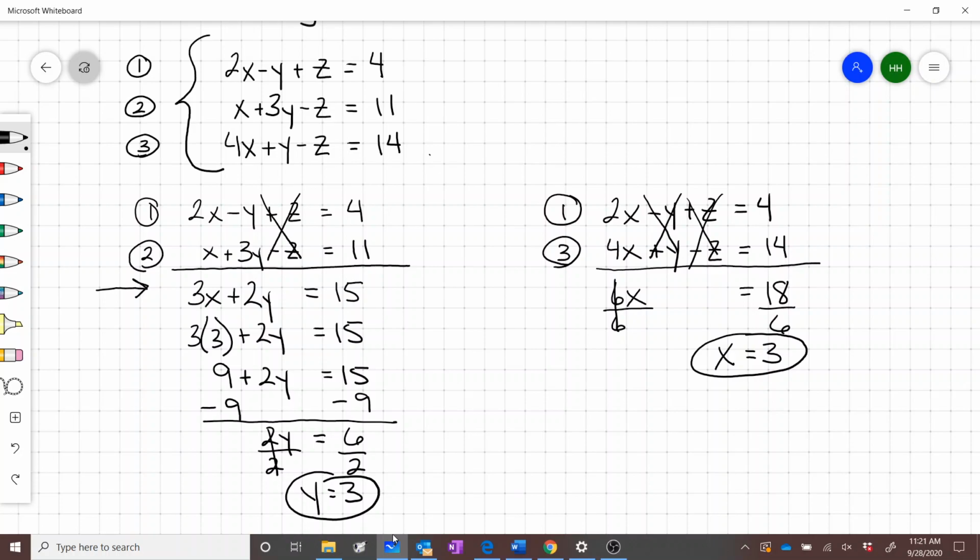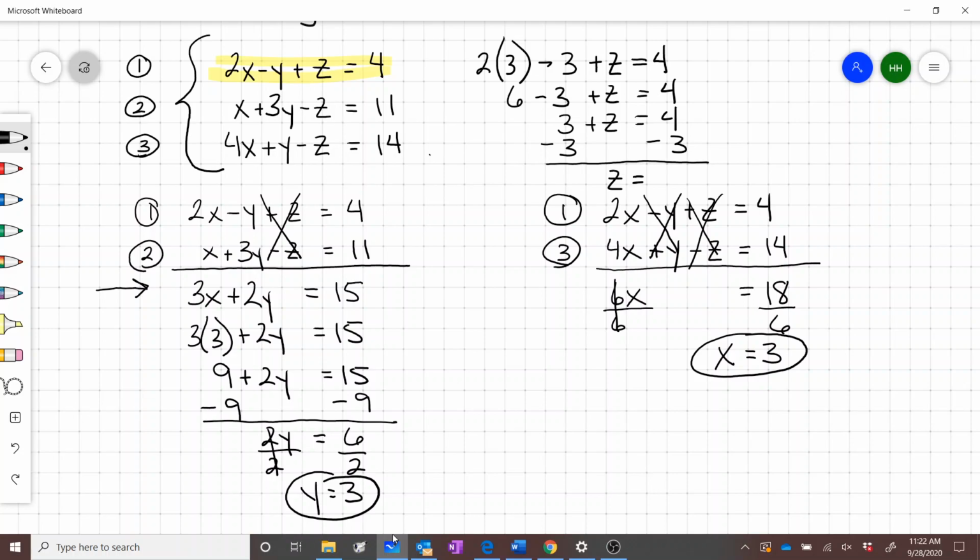Now we got an x value, we got a y value, we need the z value. So we're going to go back to an equation that's got a z in it, and we're going to solve for z. So I'm just going to go right back to this top equation right here, and wherever there's an x and a y, I'm going to substitute a 3 and a 3. So we go 2 times 3 minus 3 plus z equals 4. So 2 times 3, we get 6 minus 3 plus z equals 4. So 6 minus 3, we got 3 plus z equals 4. And we're going to subtract 3 from both sides. So our z is equal to 1.